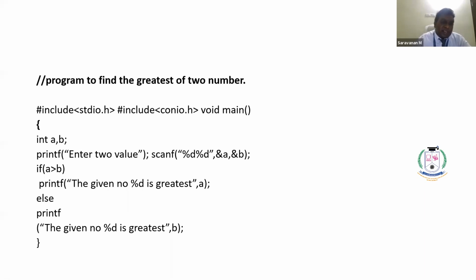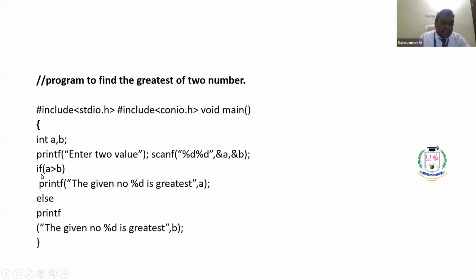Enter the two variables. In the scanf, percentage d percentage d is called the type specifier. It is going to take two integers separated by space or enter. Now, ampersand A is going to assign an address for this variable A, and again this ampersand is going to assign space for variable B.